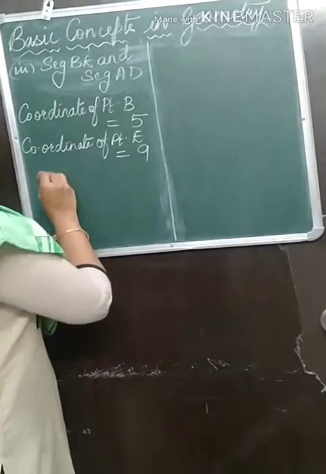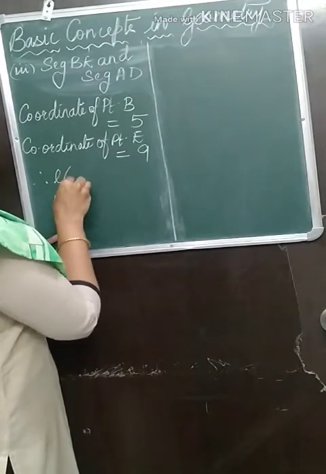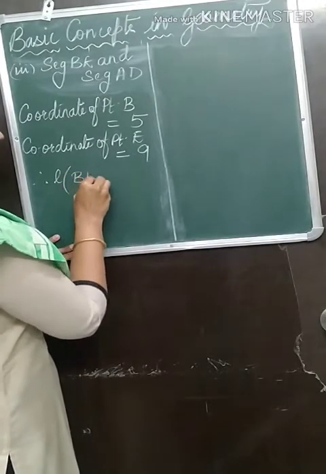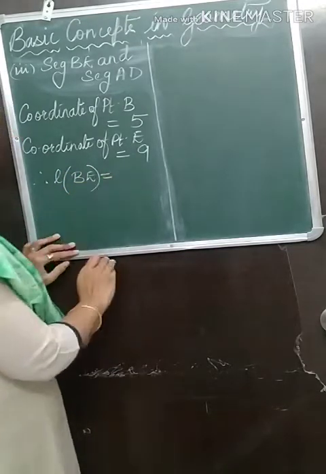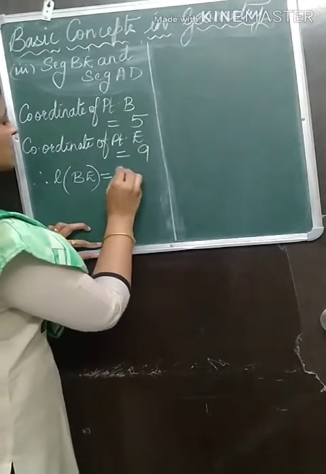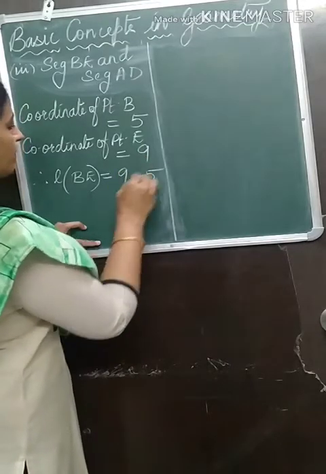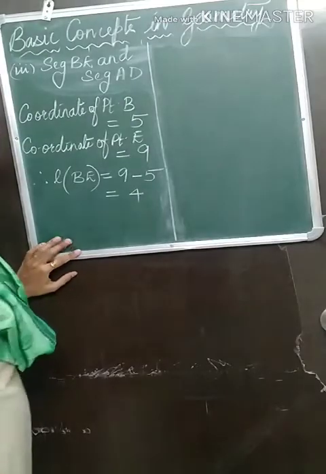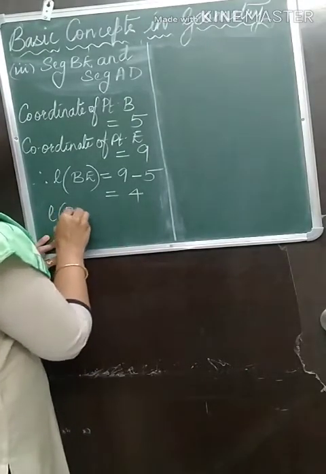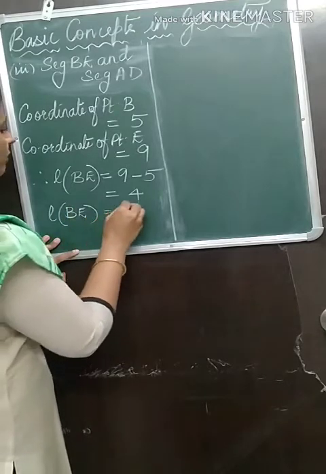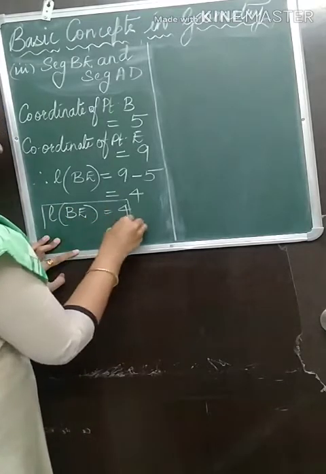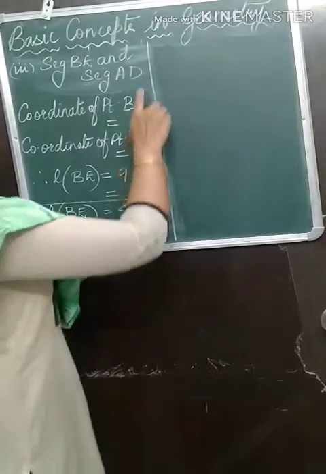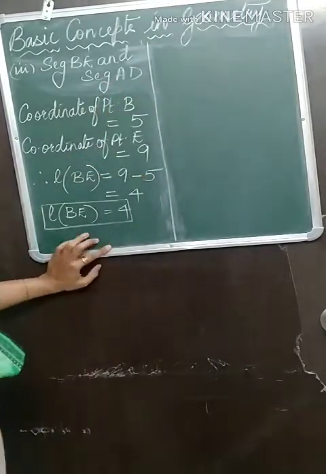Now find out the distance. Therefore, length of segment BE equal to bigger coordinate, 9 is bigger, minus 5, which is equal to 4. You got 4. Highlight: length of BE equal to 4 units. Similarly, let us find out length of segment AD.